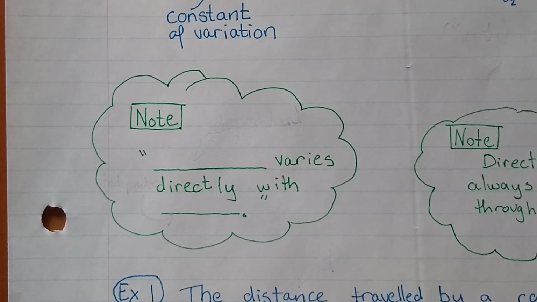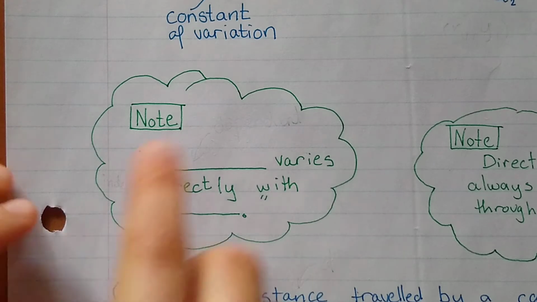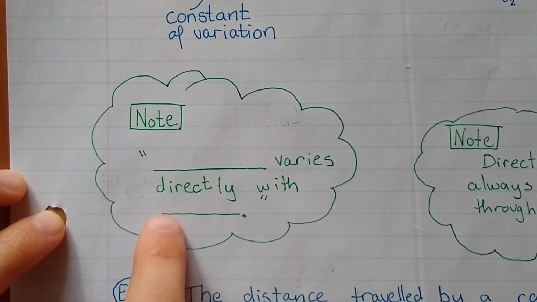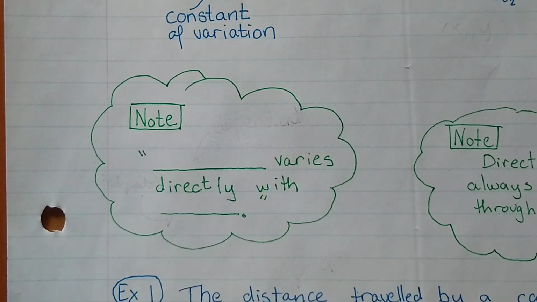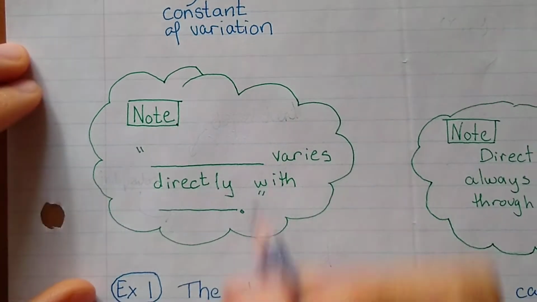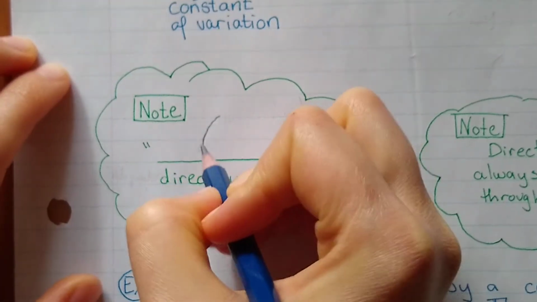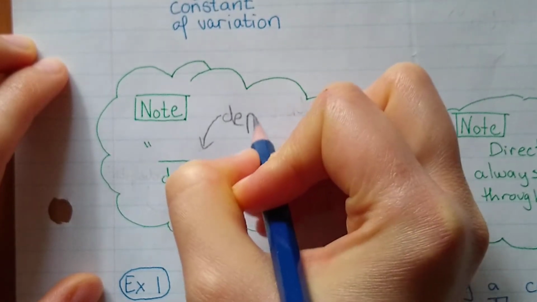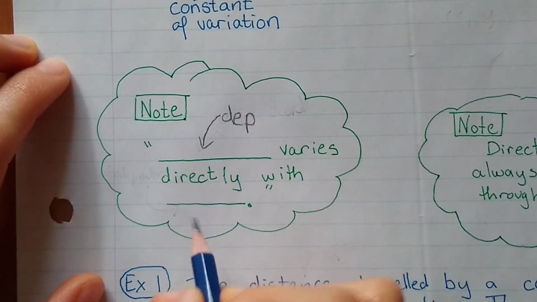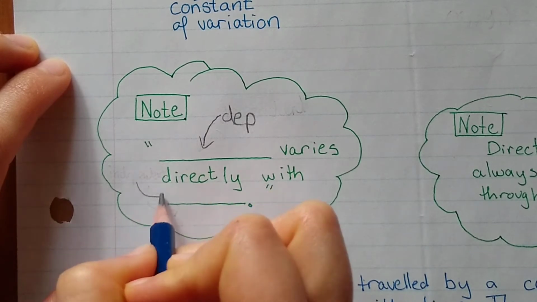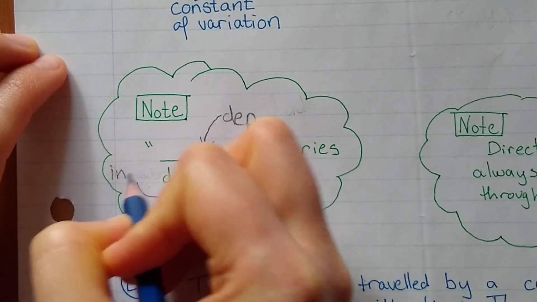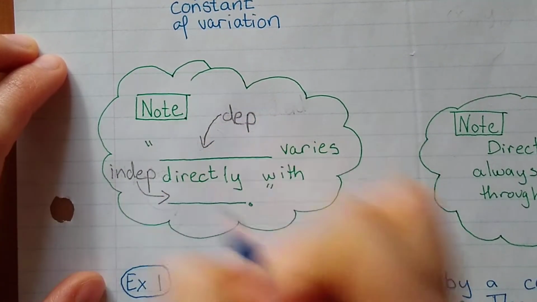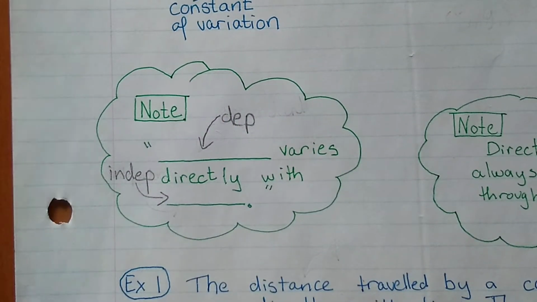In this unit, you'll see this sentence a lot, where something, for example, distance, varies directly with something else, for example, time. And what you have to remember with this sentence is that whatever comes first is always going to be the dependent variable, and whatever comes at the end of the sentence is going to be the independent variable. So for example, x and y.